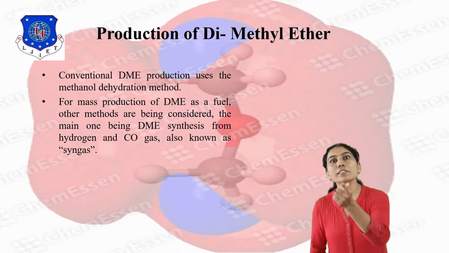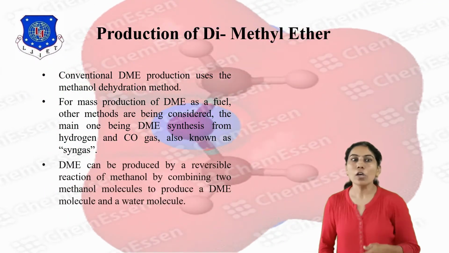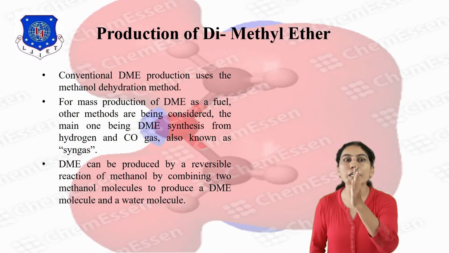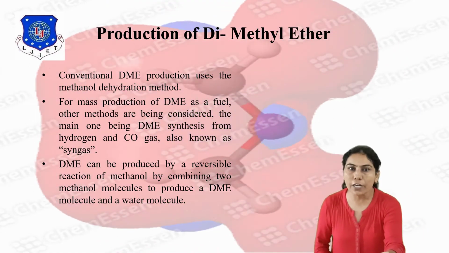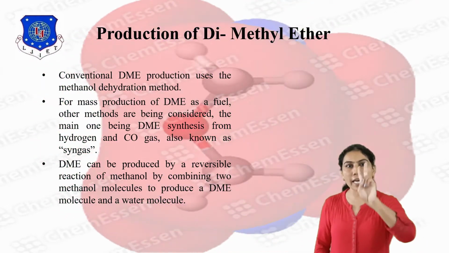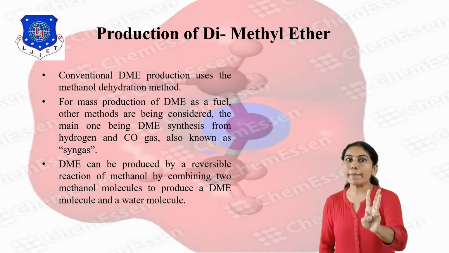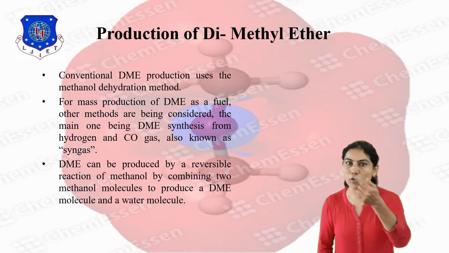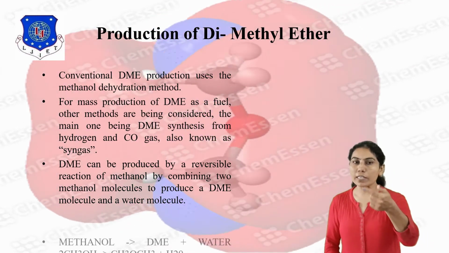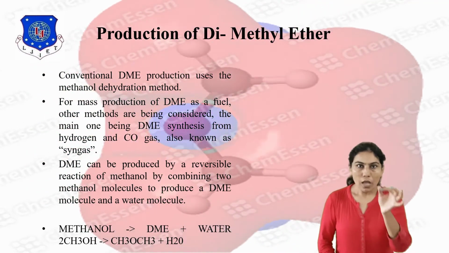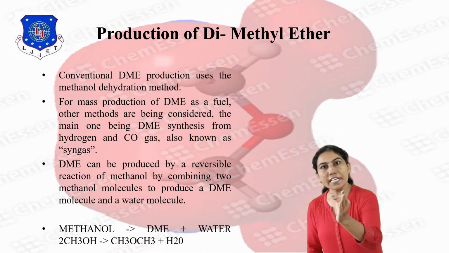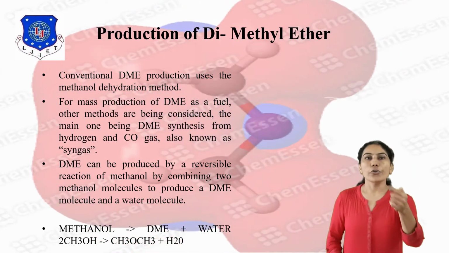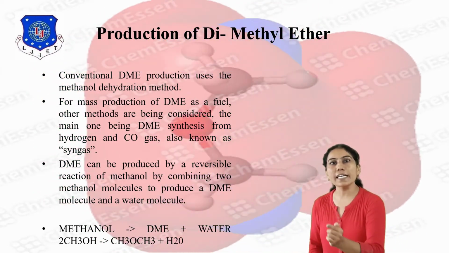You can convert CH3OH, methanol. DME can also be produced as a reversible reaction of methanol by combining two methanol molecules. The third chemical reaction produces a DME molecule and a water molecule. You can see in the diagram: two molecules of methanol, 2 CH3OH, convert to DME plus water, CH3OCH3 plus H2O.